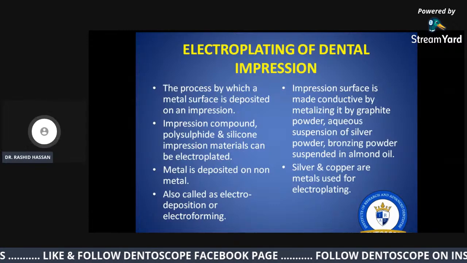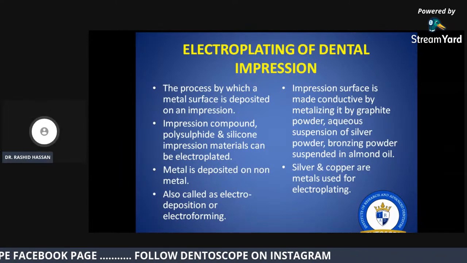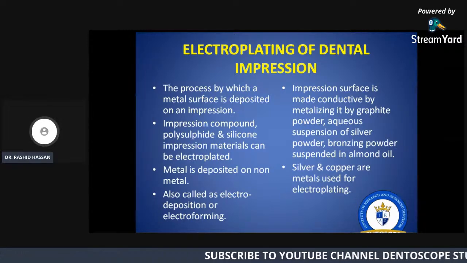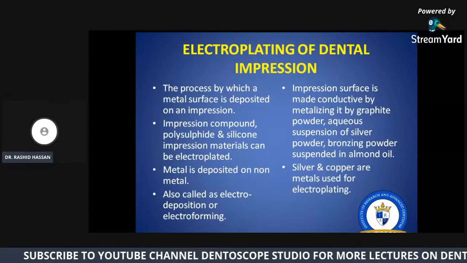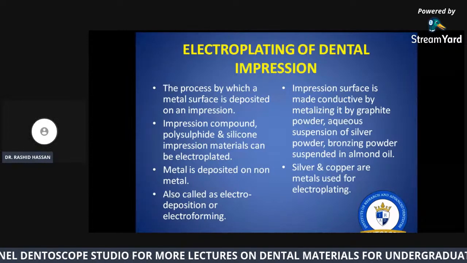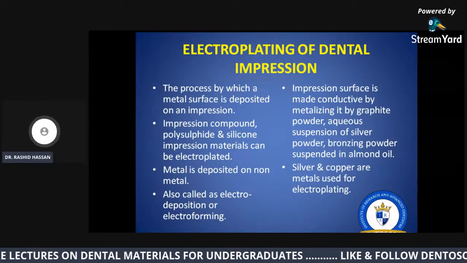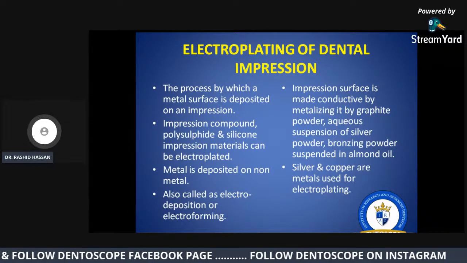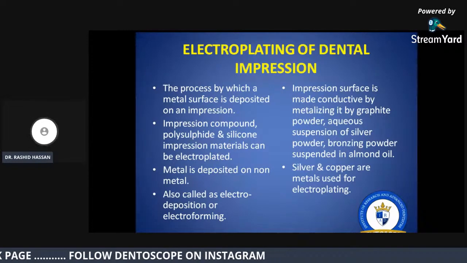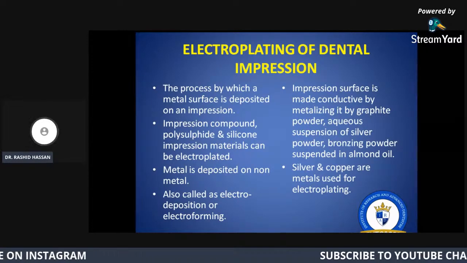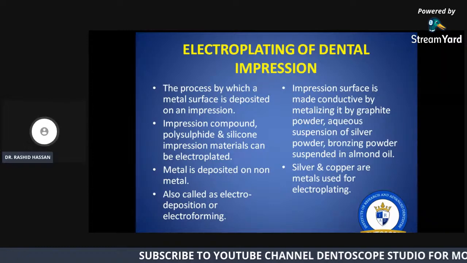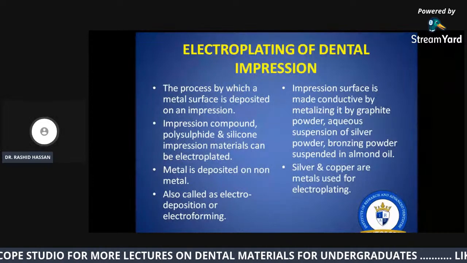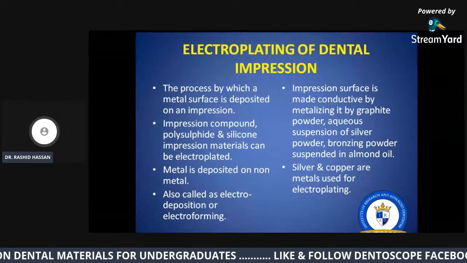A metal film is deposited on a non-metal. Obviously, these impression materials are non-metallic in nature, they are polymeric. So in order to make them conductive, because only then is the current going to be passed, a metal film is deposited on them. I'm just going to tell you how it happens. The process is also called electrodeposition or electroforming. These are the alternate names for electroplating, so keep them in mind. If there is any change in the name in the exam, you should not be confused; you should know that they are asking about electroplating.